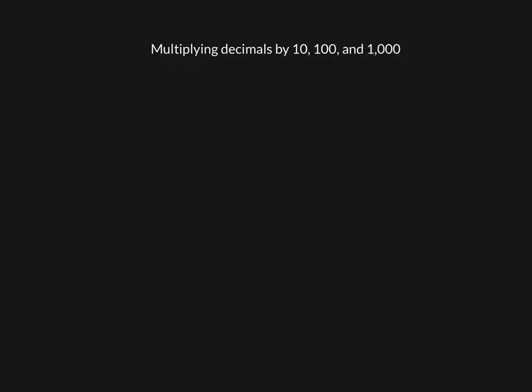Today we want to look at multiplying decimals by 10, 100, and 1000. And once you know the trick, it really becomes pretty easy. So let's start in with some examples.